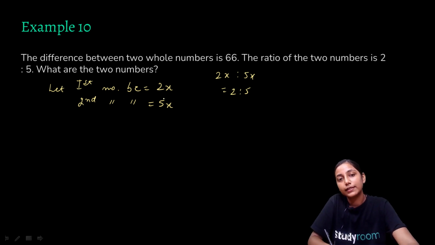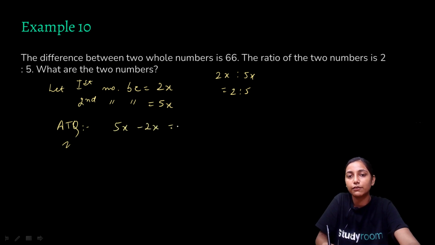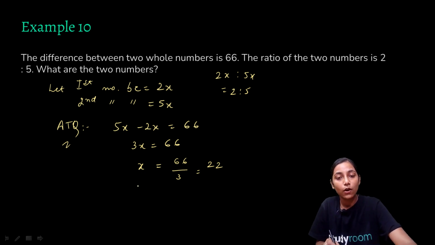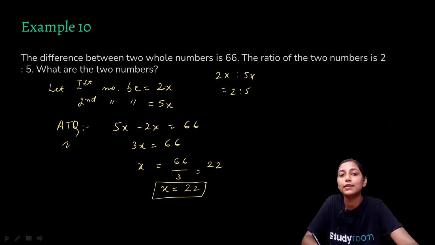So the first number is 2x, the second number is 5x, and the difference between these two numbers is 66. So according to the question, 5x minus 2x is given to be 66. Now solve this. 5x minus 2x will be 3x. This is equal to 66. x will be 66 divided by 3, that is 22. Now just be careful, we have found the value of x. This is not our number, because the two numbers that we had to find are 2x and 5x, not x.